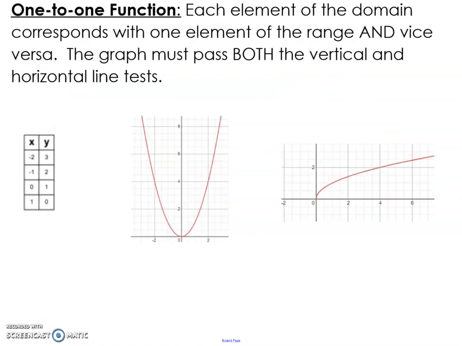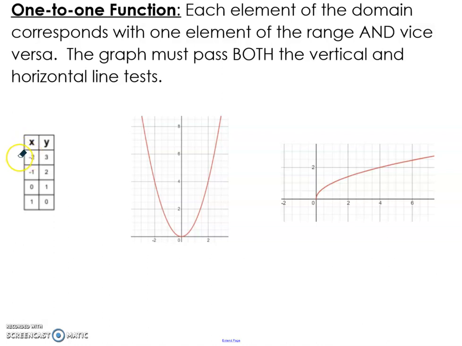Okay, and then a one-to-one function is a special function. So this means that each element of the domain corresponds with one element of the range, which means it's a function, and vice versa. So one element of the range corresponds with one element of the domain. So when we're looking at a graph, it must pass both the vertical and horizontal line tests. So when I'm looking at a table of values or a set of points, we are checking to see if the x's do not repeat and the y's do not repeat, then it's a one-to-one function.